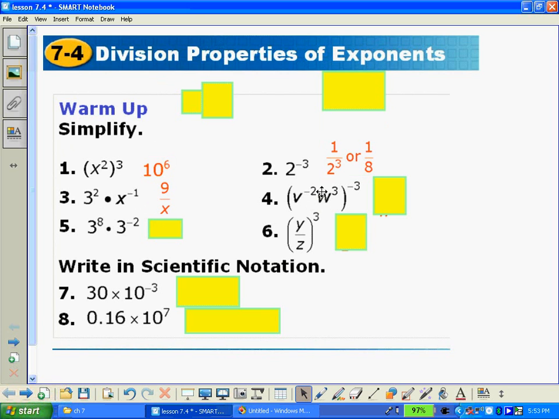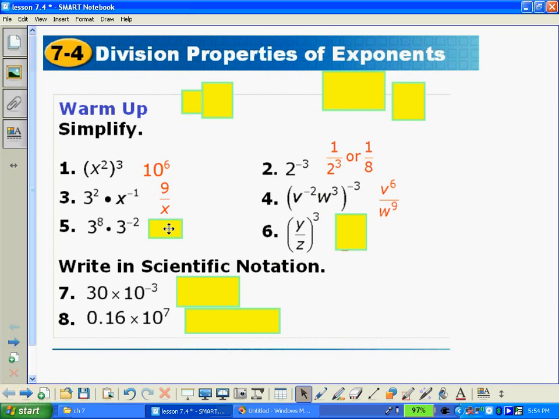And number 4, we have a power of a product. So the factors in the parentheses need to be raised to the negative 3 power. And when you raise a power to a power, you multiply the exponents. So v to the negative 2 to the negative 3 is v to the 6th. And this would be w to the negative 9, which you'd then move to the denominator. Your answer is v to the 6th over w to the 9th. If you missed any of these problems and you're not sure why, make sure you ask me in class or come to a tutorial to find out.